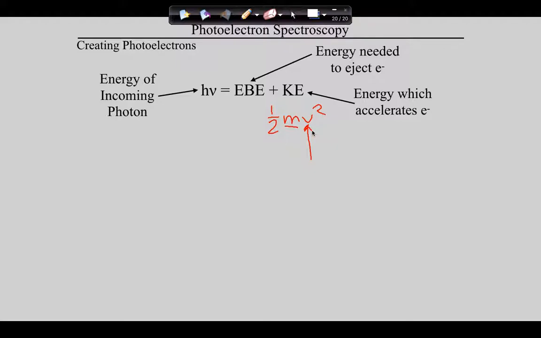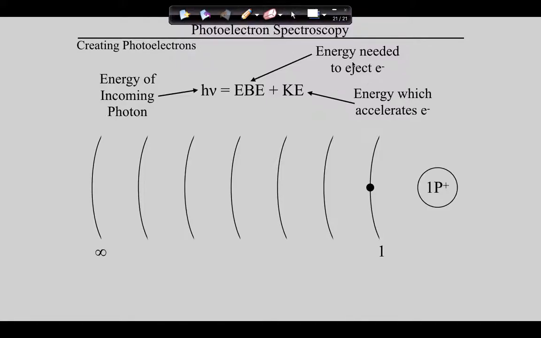So let's pull this together in an oversimplified example. So here we go. What's our element? Hydrogen. So guys, let's label this thing. This is energy level 1. This is energy level infinity. In electron volts, what is the energy of energy level 1? Negative 13.6 eV.